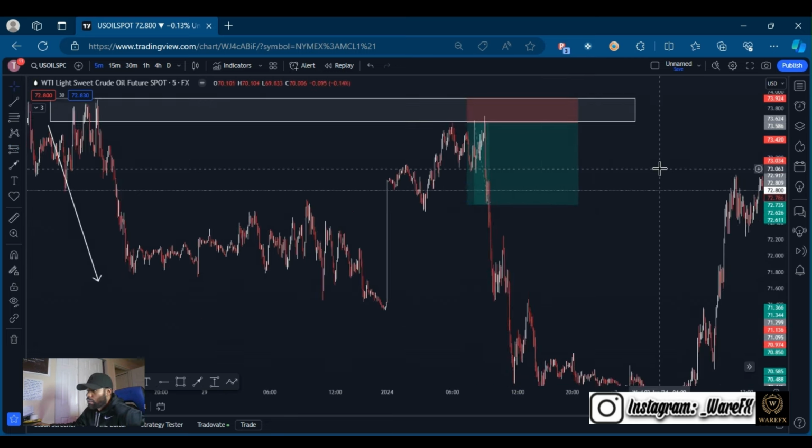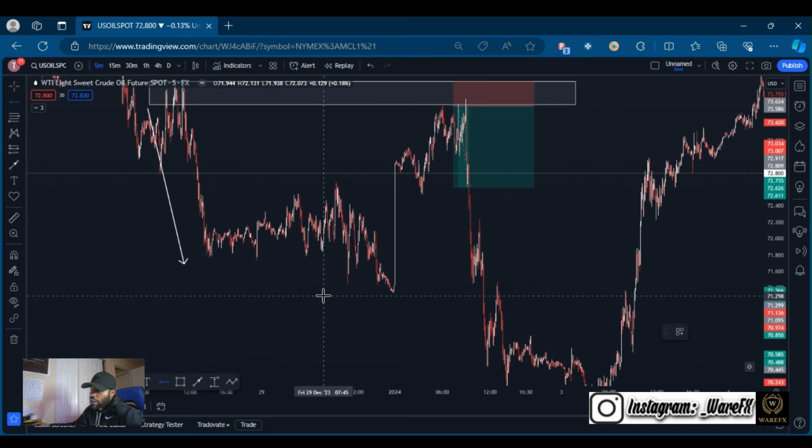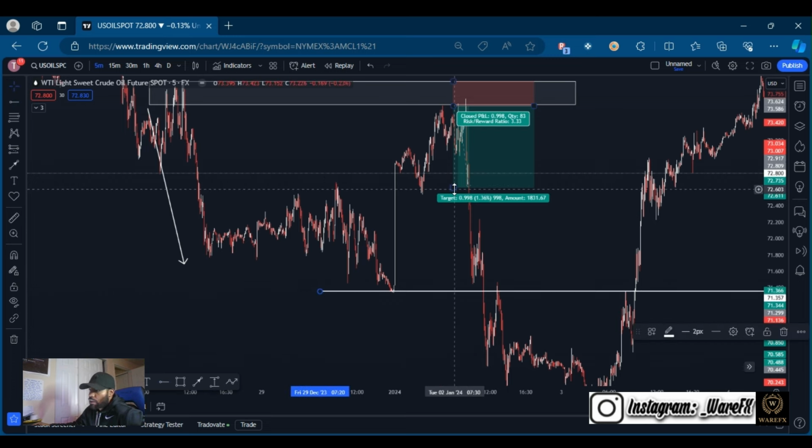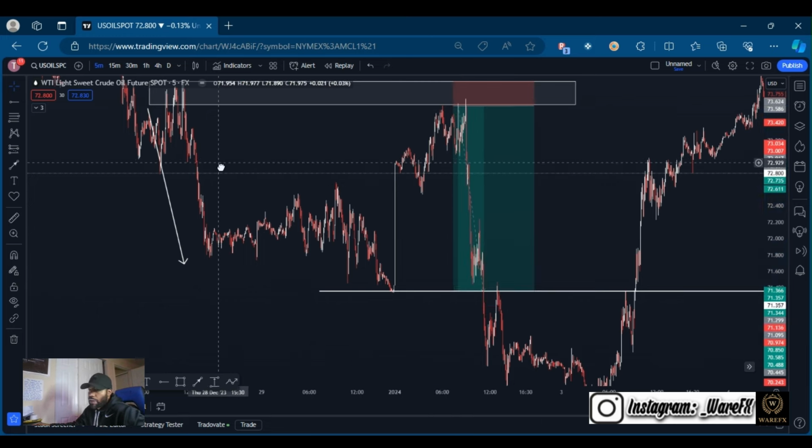And this is what you can hold. You can get out at 1 to 1. You can get out at 1 to 2. You can hold until it comes down and breaks your structure down here, which it did. And that would have been a 1 to 7.56. Supply and demand. This is supply and demand.